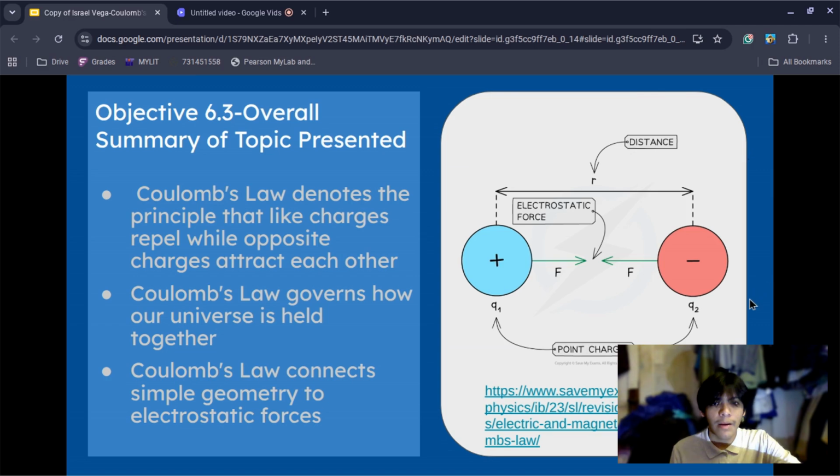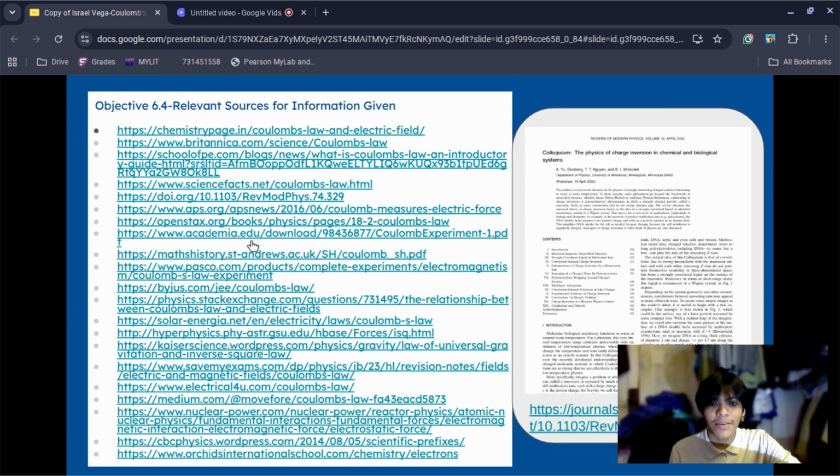And then right here's all my sources, and I included an image of the journal I read, which I think is really interesting if you're trying to look at the application of Coulomb's law.